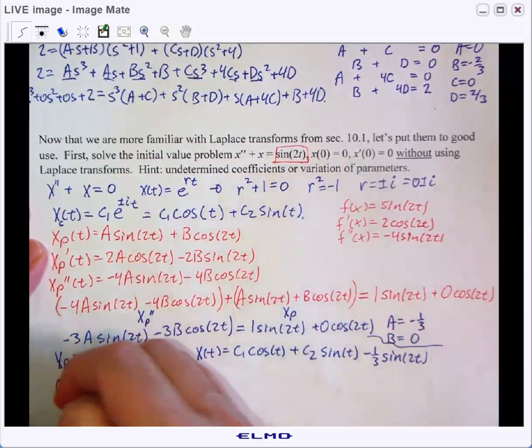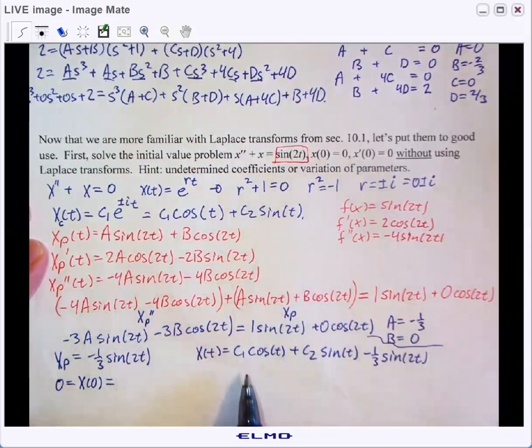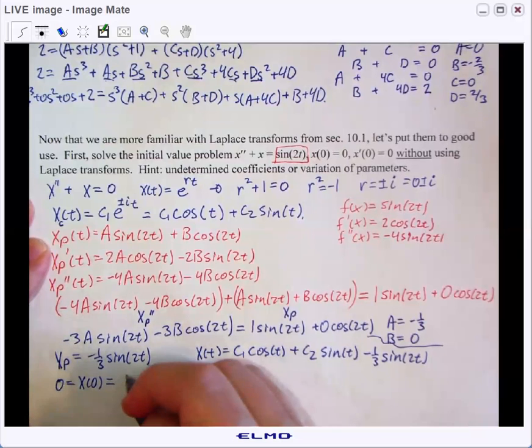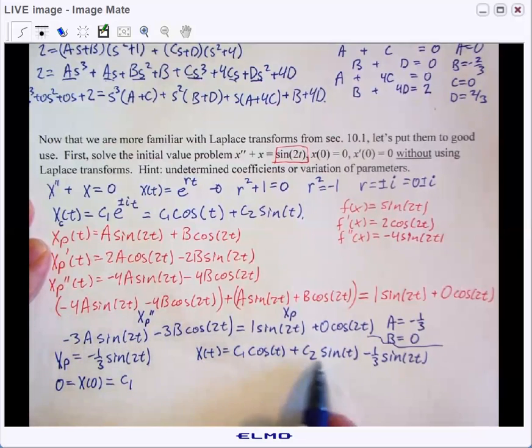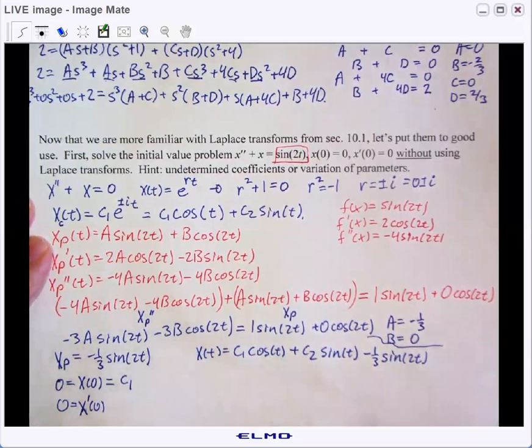So 0 is x of 0, and so that's going to be, if I stick a 0 in for t, we get 0 on the left-hand side. Cosine of 0 is 1, so I'll just get c1 plus sine of 0 is 0 and sine of 2 times 0 is 0. Oh, so that's nice. So that tells me that c1 equals 0. We also know that x prime 0 is 0, but this guy's going to require a little bit more work.